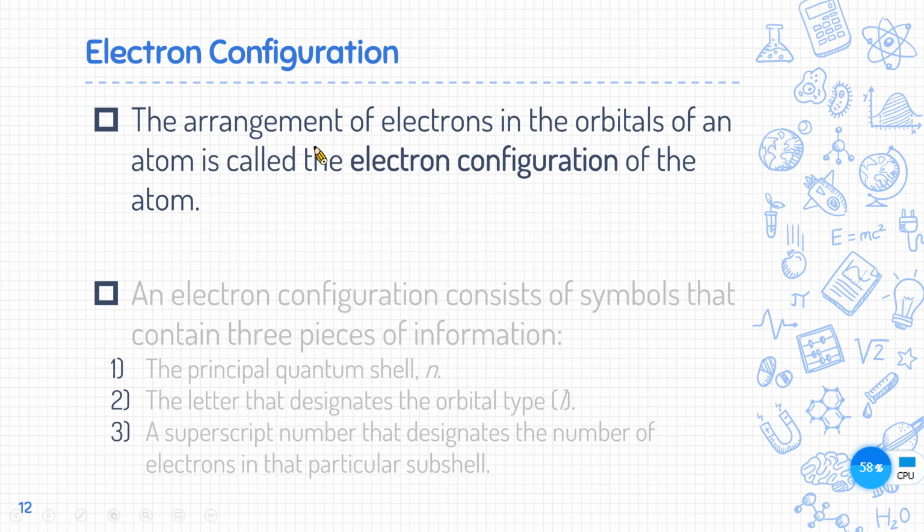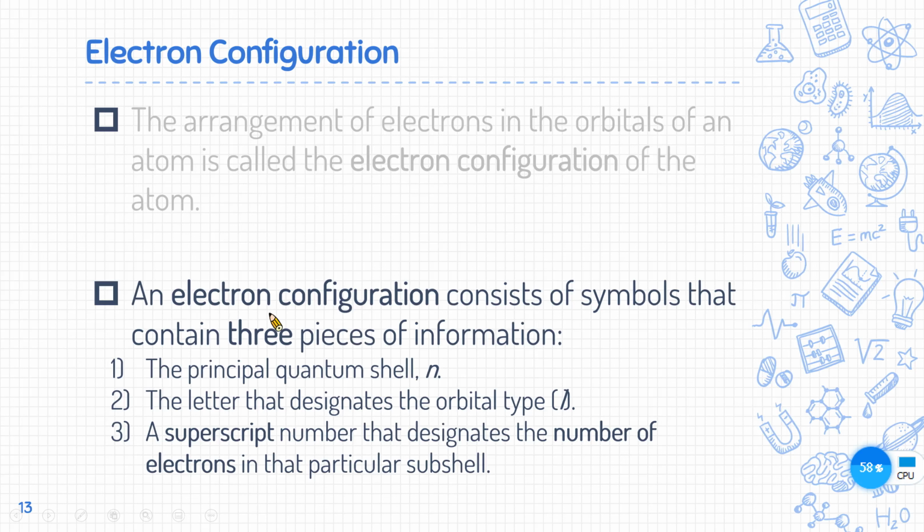Electron configuration. The arrangement of electrons in the orbitals of an atom is called the electron configuration of the atom. An electron configuration consists of symbols that contain three pieces of information: the principal quantum shell, n; the letter that designates the orbital type, l; and a superscript number that designates the number of electrons in that particular subshell.